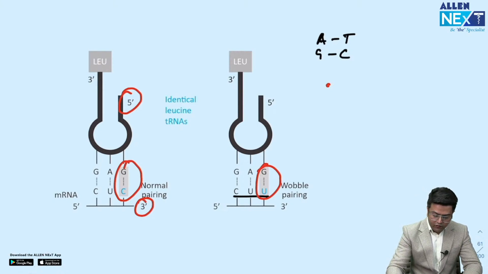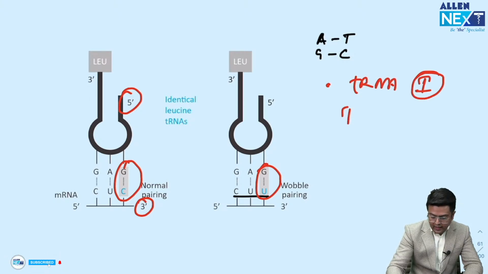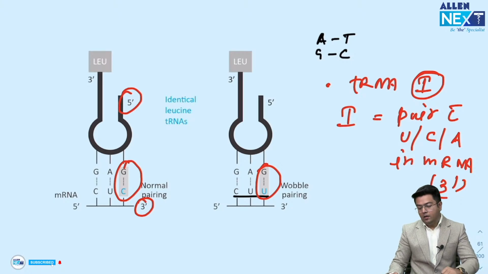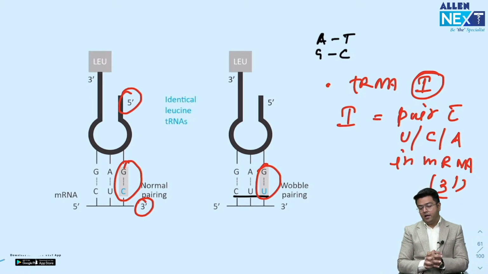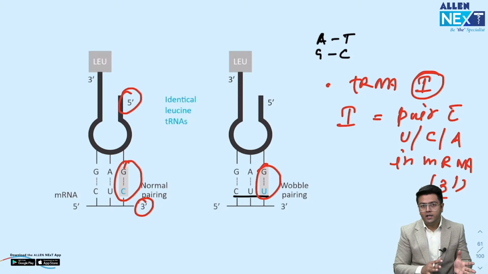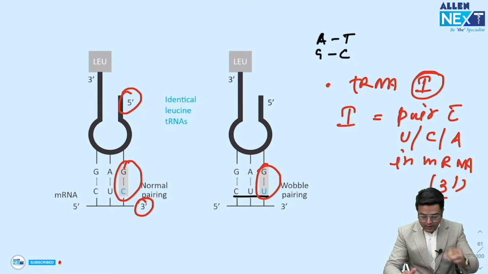So there are various examples of wobble base pairing, guys. Even the tRNA may contain inosine, and I can also pair with U, C, or A in the messenger RNA 3'. So the third base of the messenger RNA can also base pair with inosine, if it is U, C, and A. There are a lot of examples. You don't have to remember that. You just remember this concept that wobbling explains degeneracy of the code. And where does it occur? Location you should know. That's something basic.